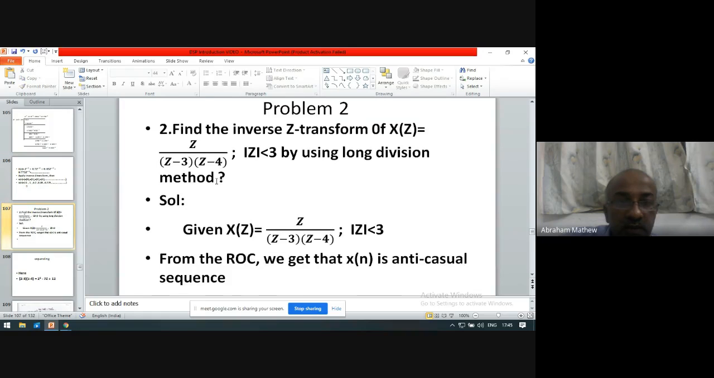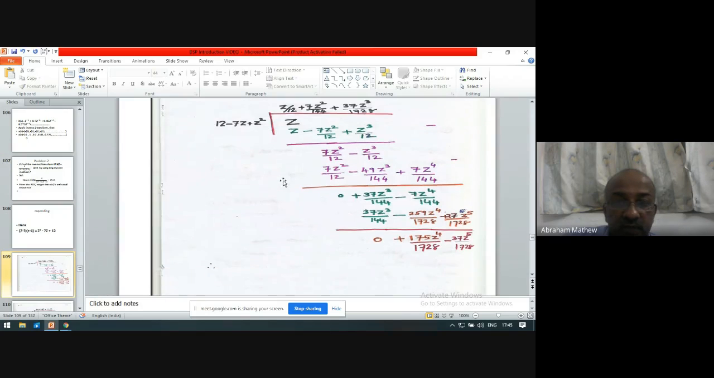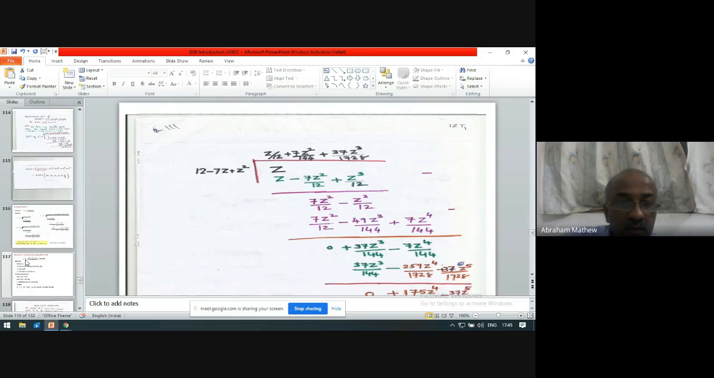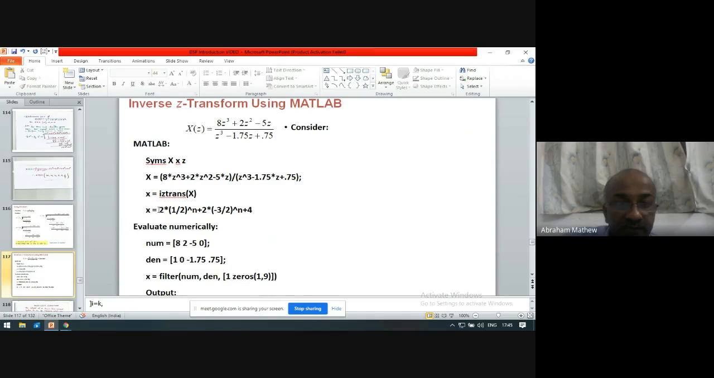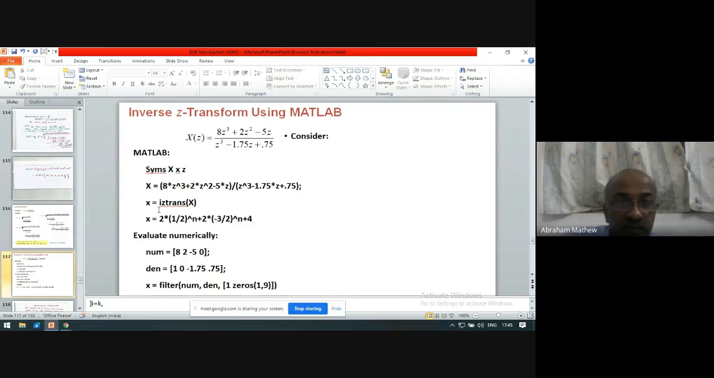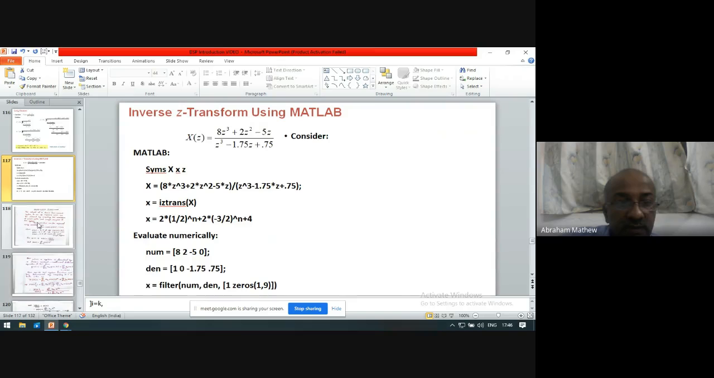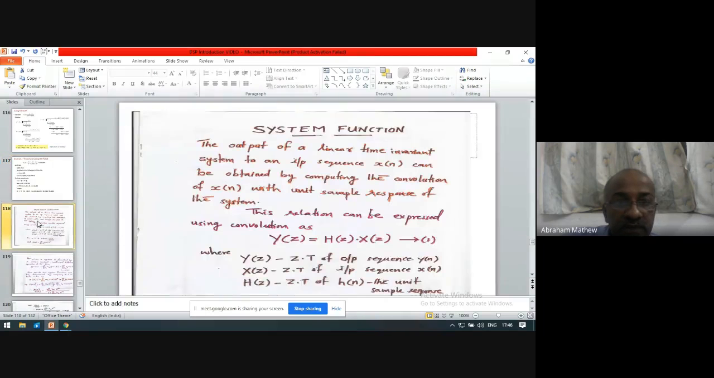So there are different numericals I have kept here for applying inverse Z transform. All these are solved here. An inverse Z transform using MATLAB also is explained in this slide. We can find out the same in MATLAB, which is simpler than manual calculation.